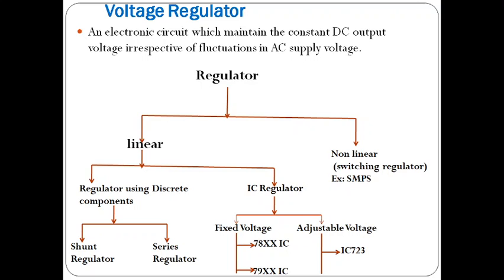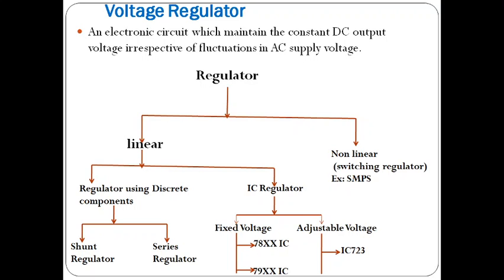Similarly, fixed voltage regulators are integrated circuits available in two types: one is 78XX, another one is 79XX. The 78XX series indicates the positive voltage regulator, and its output is always constant. The XX indicates the output voltage of the IC. If I consider 5 volts as the output DC, then the IC number is 7805. If I consider 12 volts DC output, then it is 7812.